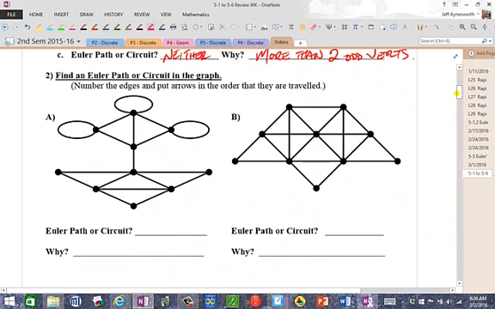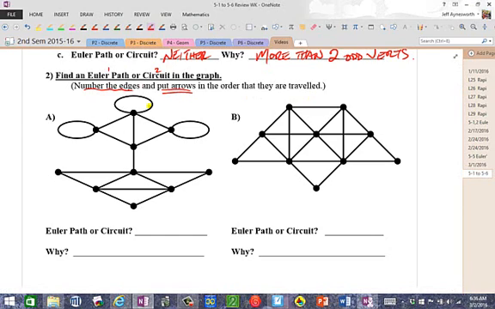Now once you know it exists, you've got to find it. On this one here, you're going to decide whether it has either an Euler path or a circuit, one of the two. You have to number the edges. Read the directions, and you have to put arrows in the order as they are traveled. First thing we do is decide whether we have a path or circuit, so we look at the degrees. 1, 2, 3, 4, 5. Ooh, this is odd.